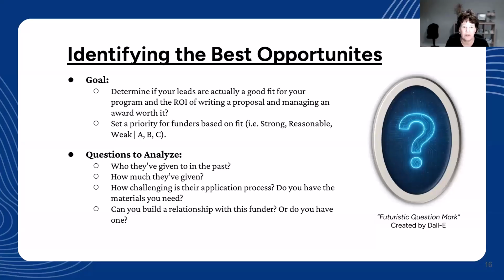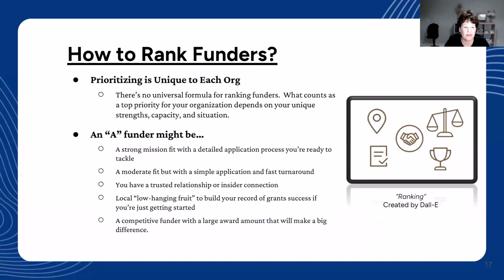So again, a funder that you either have a relationship with or can build one with would be one that you would put stronger on your list. So this is that time to really do that research and find out this information. How you rank them, what's an A funder, what's a B funder, what's a C funder, it's different for every organization. There's no one size fits all.